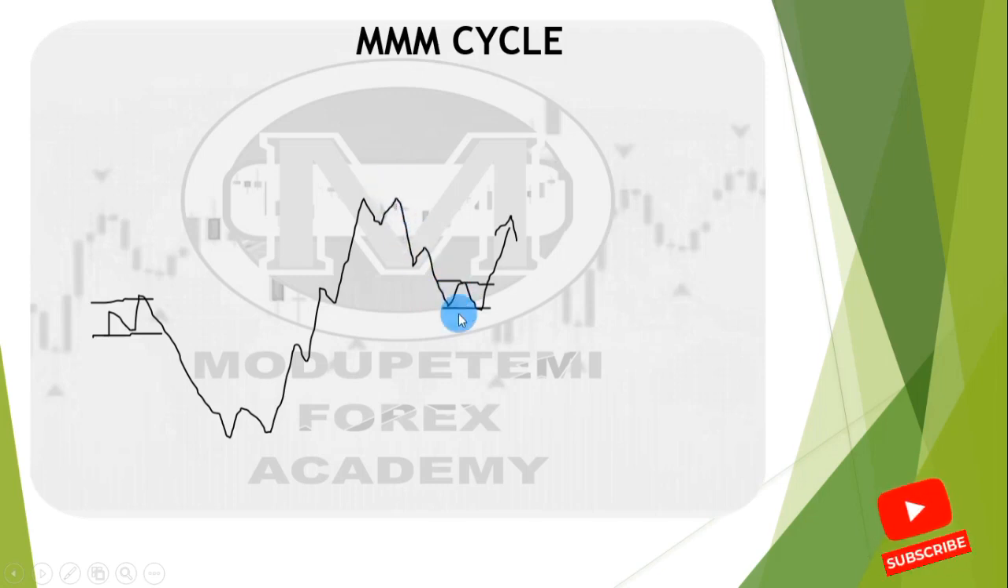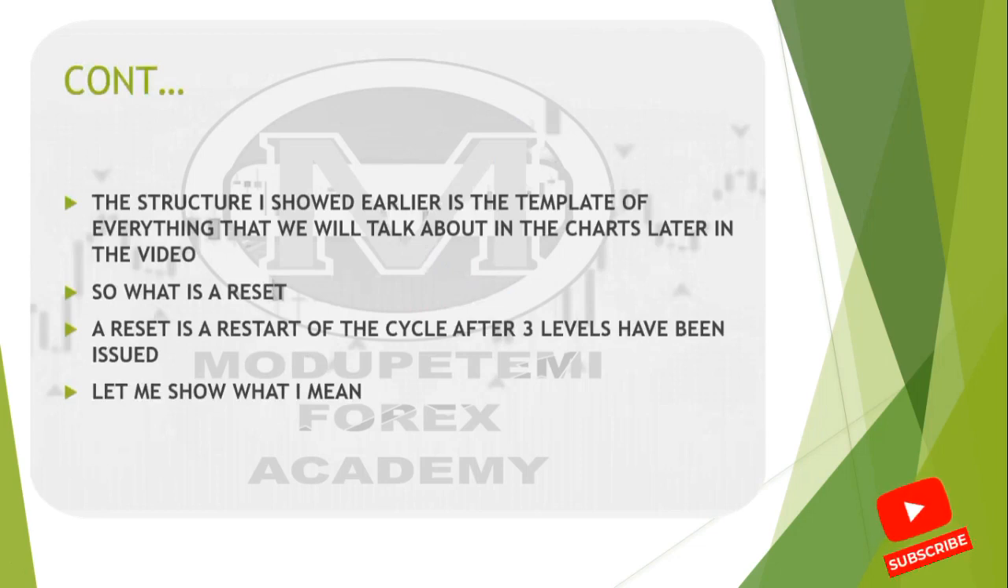By the time they throw this, they come down in consolidation to form another peak formation, and then they will rise or fall depending on the what? On the cycle we are talking about, whether the market maker uptrend cycle or the market maker downtrend cycle. So the structure I showed earlier is the template of everything that we'll be talking about in this chart later in this video. So what is a reset?